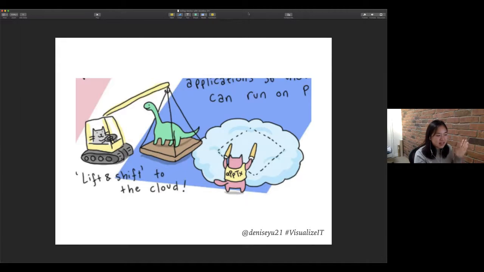So this idea of lifting and shifting to the cloud, this is what we ended up with. And Rohit really liked it. Other people thought this was really cute. So it's stuff like this.